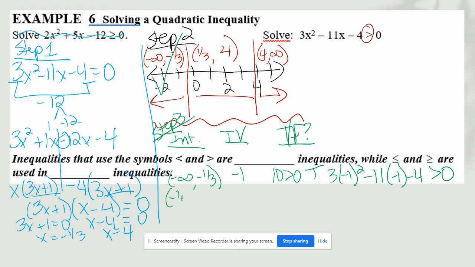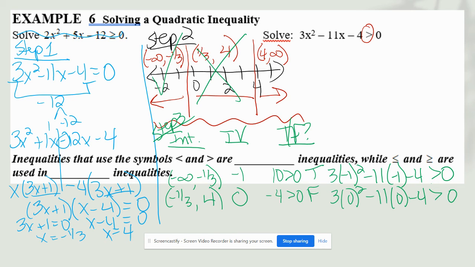In the middle, we have negative 1/3 to 4. Love having the ability to pick that 0. So 3 times 0 squared minus 11 times 0 minus 4. All of that leaves us with negative 4 is greater than 0. That is false. So we can't have the middle.